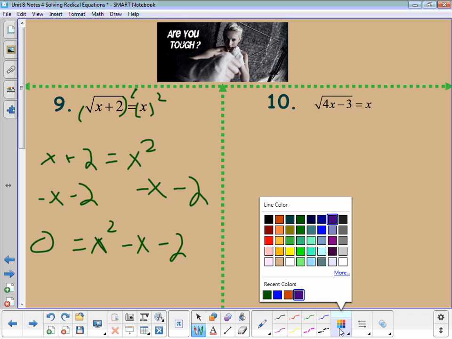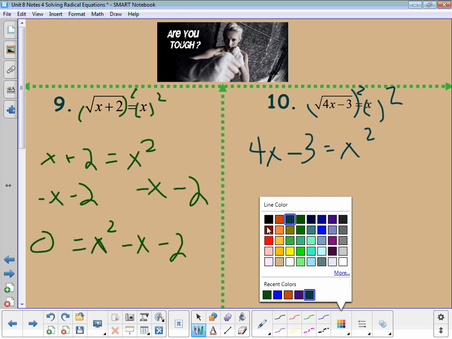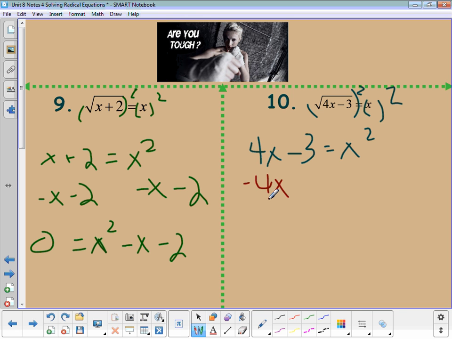Again, same thing. My radical is already isolated on one side, so I'm going to go ahead and square both sides. When I do that, I'm left with 4x minus 3 on this side, and then x squared is just going to give me x squared. Again, I want to move those to the other side because that's going to make my life a lot easier. So I'm going to subtract 4x and add 3 to both sides. I need one side equal to 0 in order to solve this, and that's why I'm doing that. So then I end up with 0 is equal to x squared minus 4x plus 3.